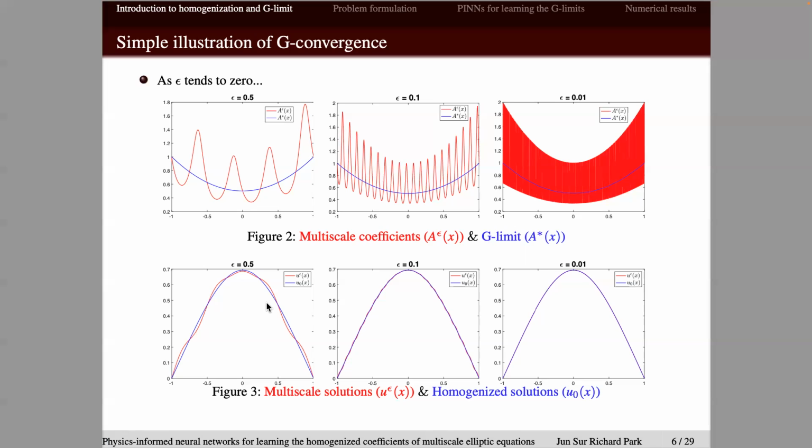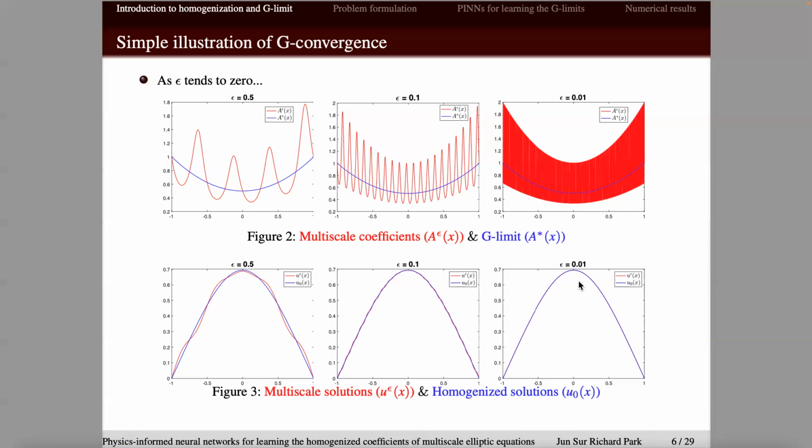Let us move on to the corresponding solutions. Again, from left to right, the value of epsilon is becoming smaller and smaller. I first want to point out that the red lines, our multiscale solutions, are converging to the blue line, our homogenized solution. That's one important point. I also want you to see these oscillation types. When epsilon is relatively large, you have a slow variation of the solution. But as epsilon tends to 0, the oscillation becomes more and more rapid, but the amplitude becomes smaller and smaller.